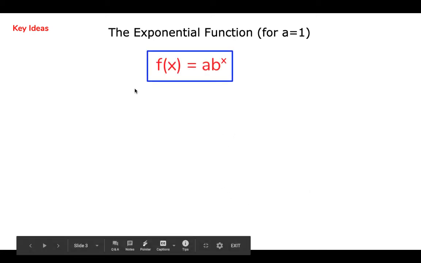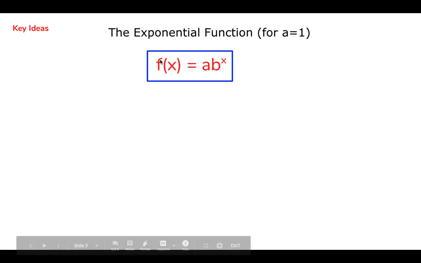So let's take a look at the exponential function, the key ideas. So the exponential function looks like this. f of x, or remember this used to be y, so you could put y, like we had on the last slide, equals a times b to the x. And I'm going to talk about this a little bit later. Right now we're going to think about when a is 1. So it would just be b to the x.